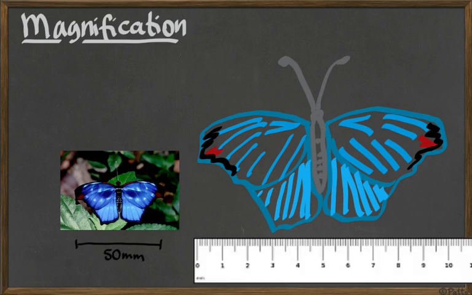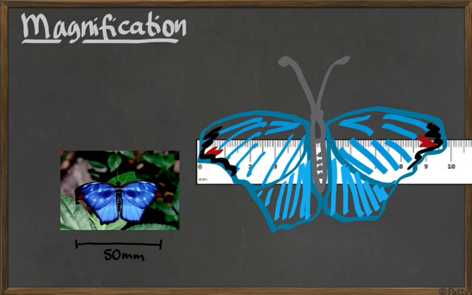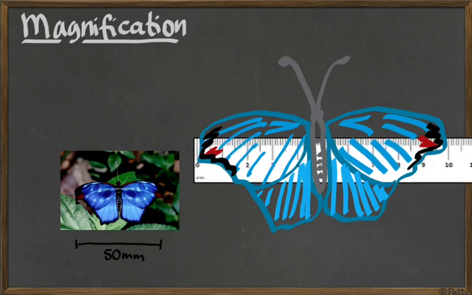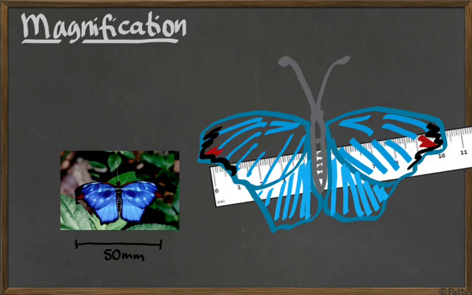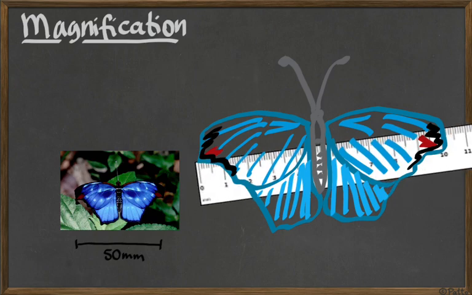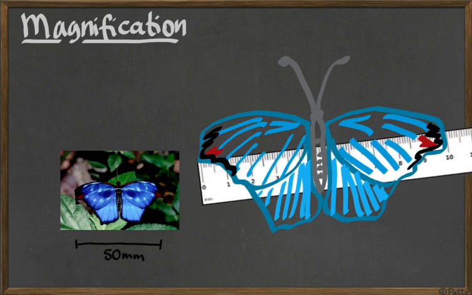The first thing, I need to get a ruler. So I have a ruler here in my tablet that if I put it over there and I measure to the side, it will give me about 100 millimeters. So if this butterfly drawing's width is 100 millimeters and the original photograph is 50 millimeters, how much bigger is this drawing in relation to the original photograph?